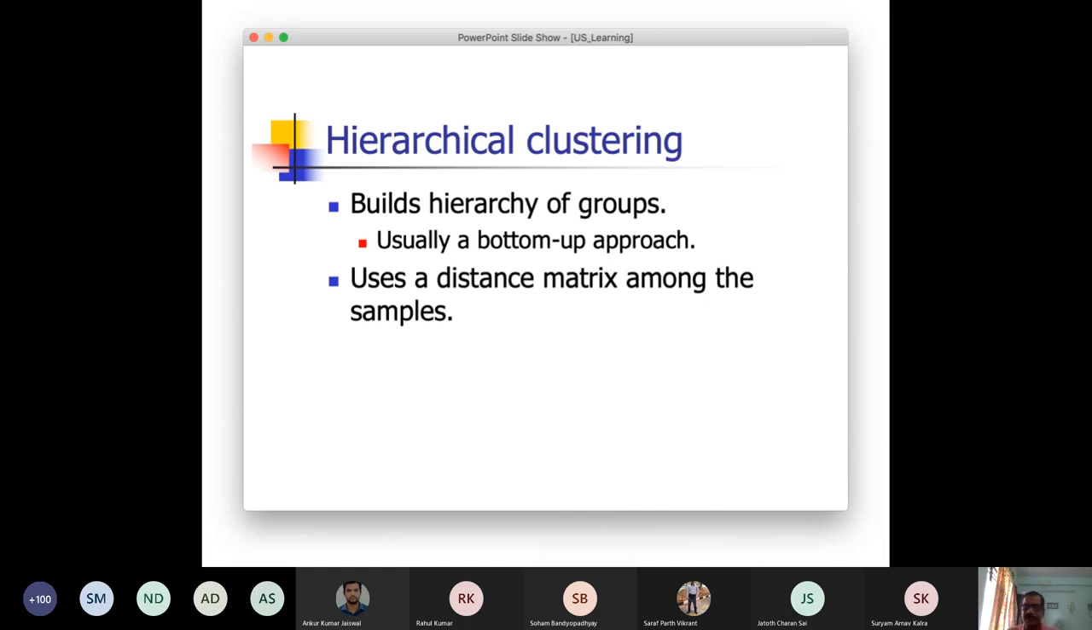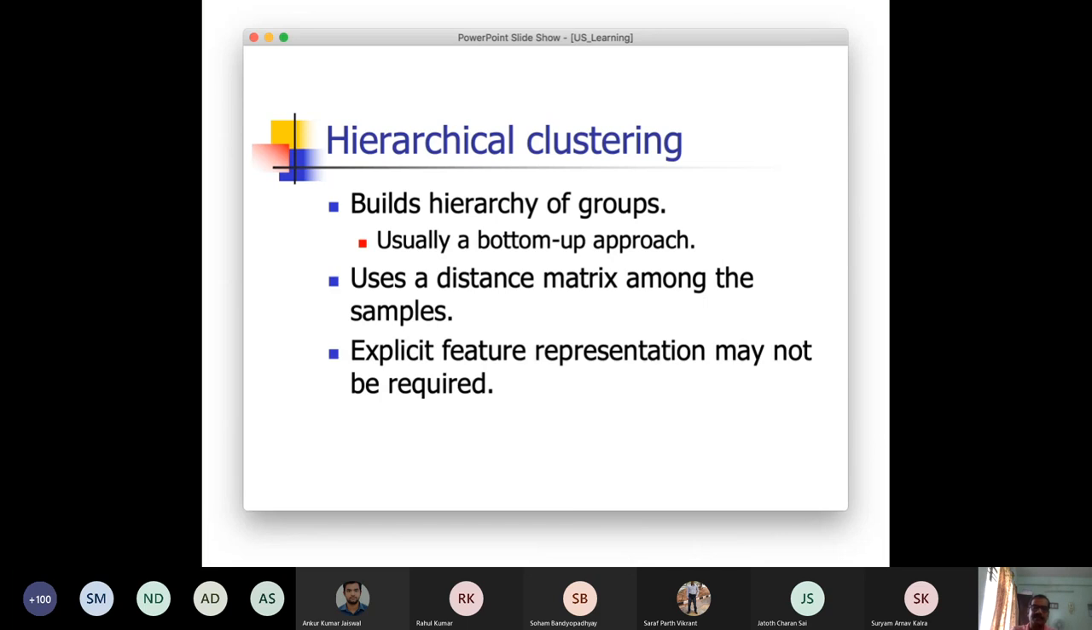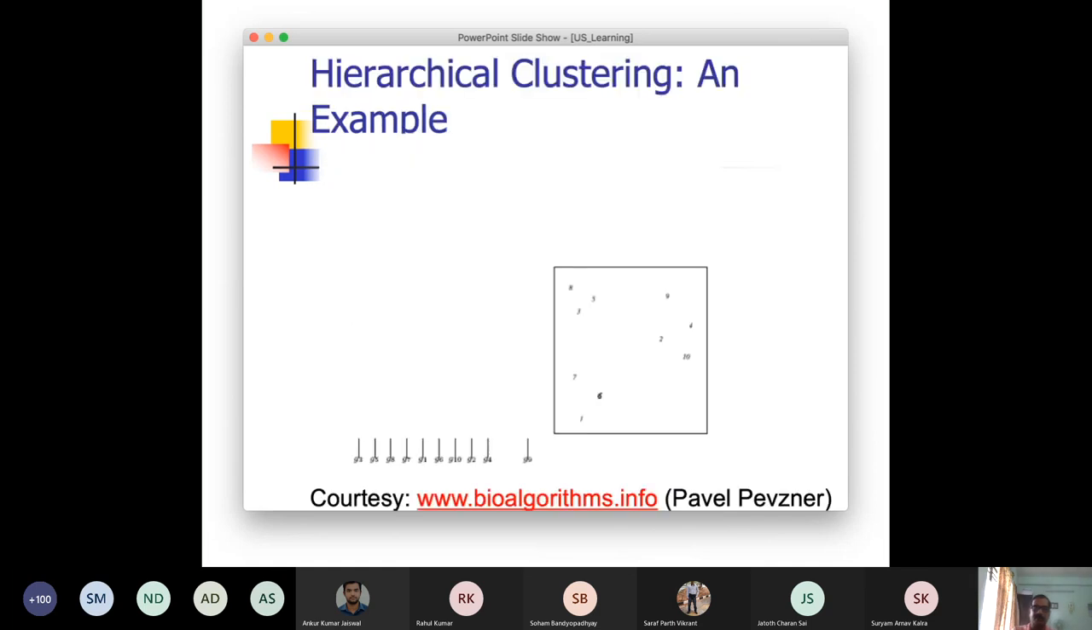One very popular method of hierarchical clustering uses a distance matrix among the samples. A distance matrix is very simple. It defines all pairs of distances of the input data points, and you represent it in the form of a matrix. Just using the distance matrix, you can get a description of this hierarchy. You need not use any kind of feature representation for further clustering. And this method is a non-probabilistic method.